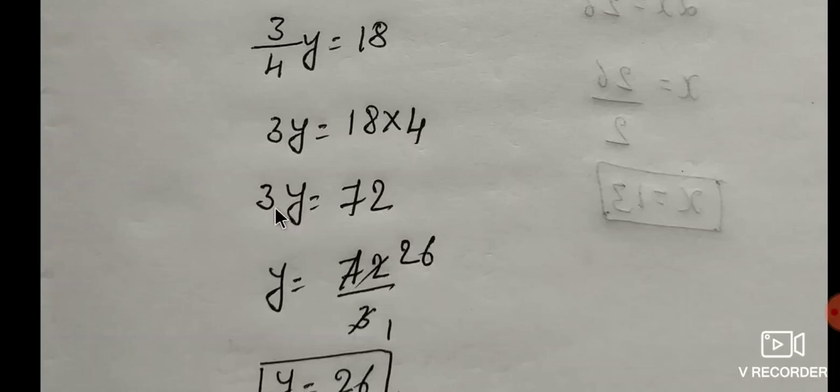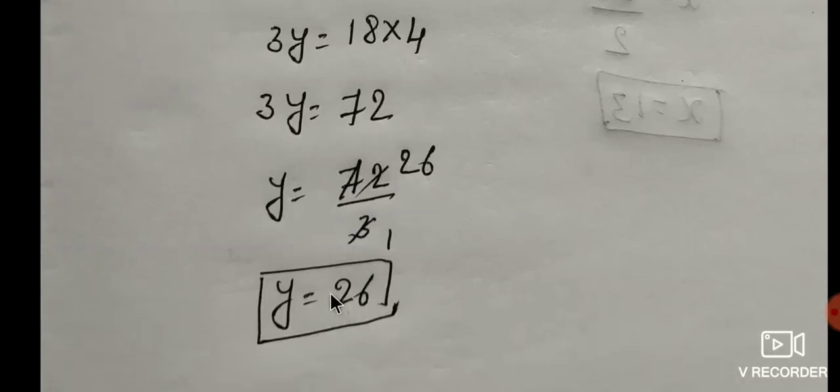So we should shift this 3. Here it is multiplication, 3 into y. If we shift from LHS to RHS, this 3 goes to the denominator, that is y is equal to 72 by 3. Next we divide: 3 1s are 3, 3 2s are 6.